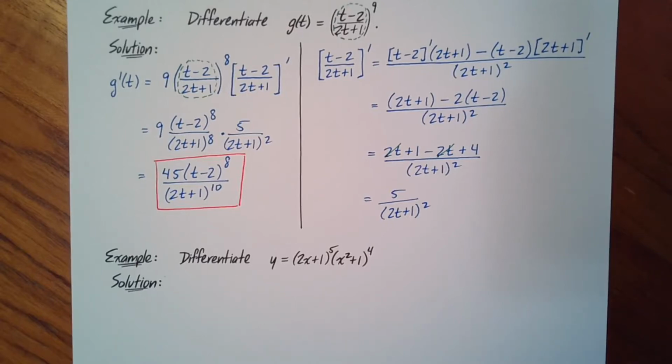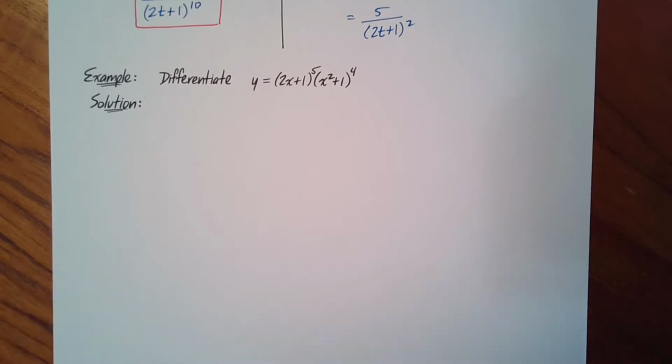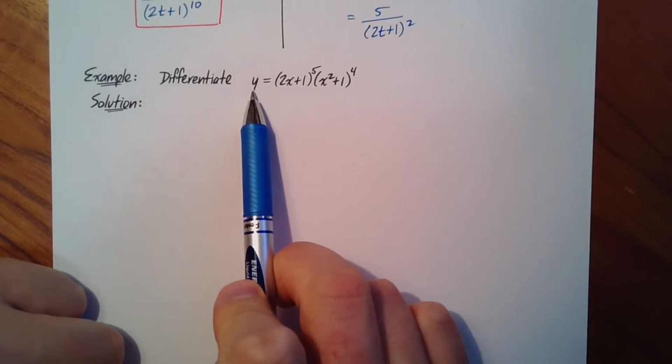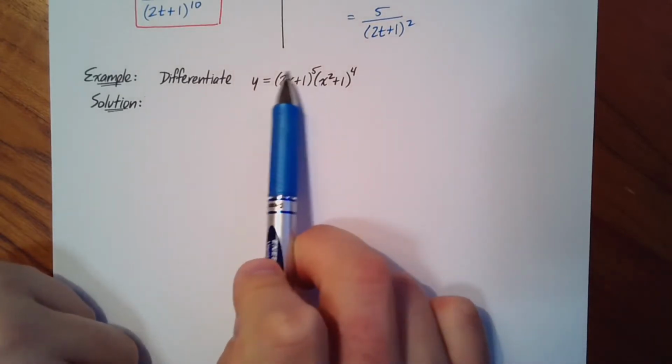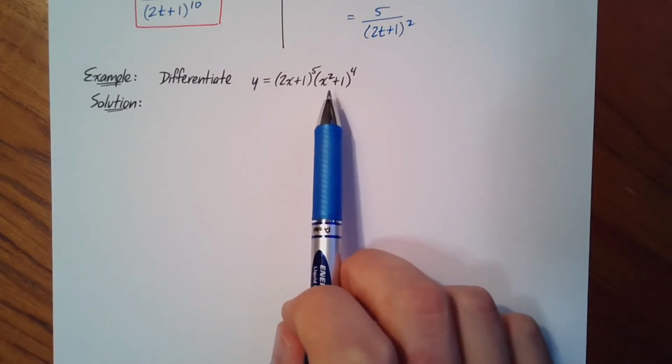All right, so now we'll look at the other example on this page. And this is another example where we're going to have to combine more than one rule. Because look at what you have. To differentiate this function y, which is written as a product of (2x + 1)^5 and (x^2 + 1)^4, well, I just said it, right?